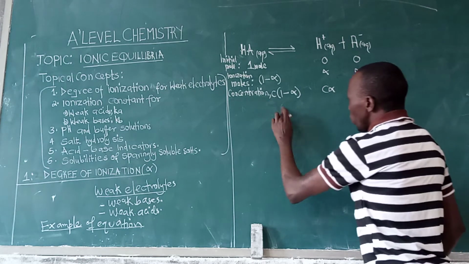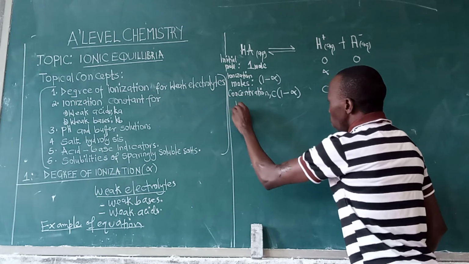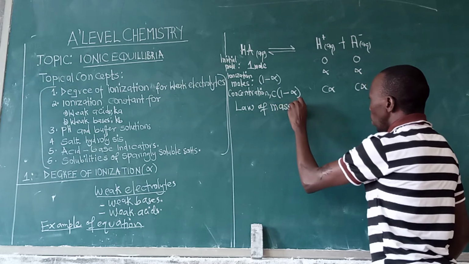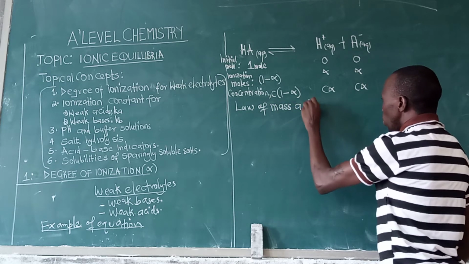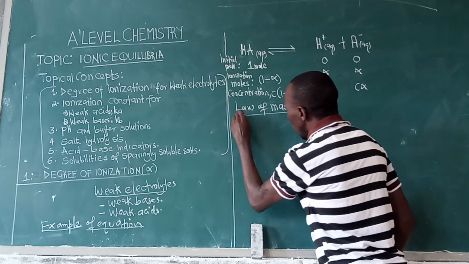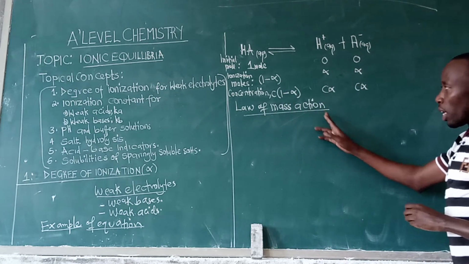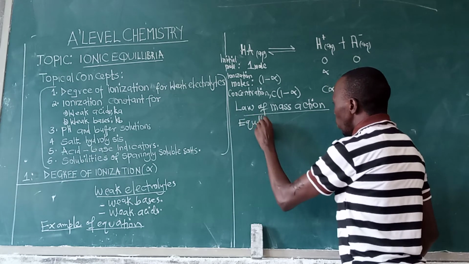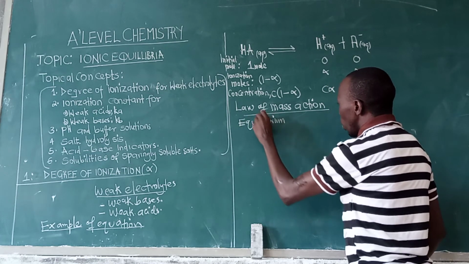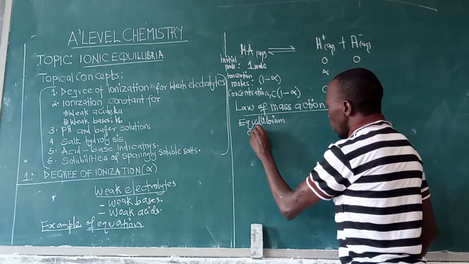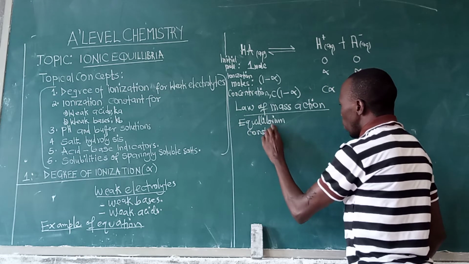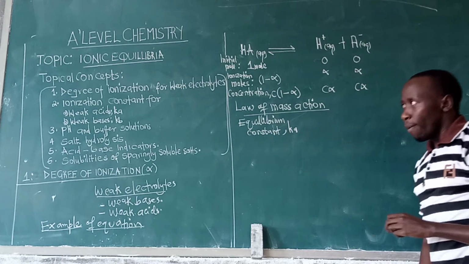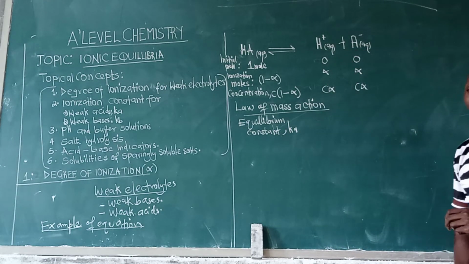Now, in this finding, we are going to use the law of mass action so that we can come up with a formula. The law of mass action allows us to use the word equilibrium. So here we shall call it the equilibrium constant. And for this case, we are now branding it as Ka because we are dealing with ionic.